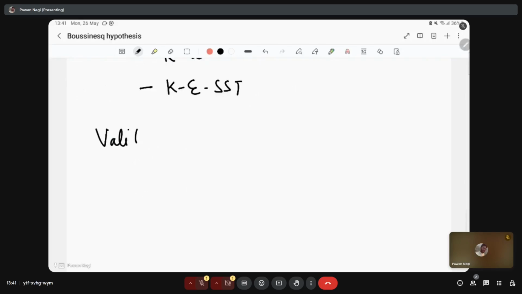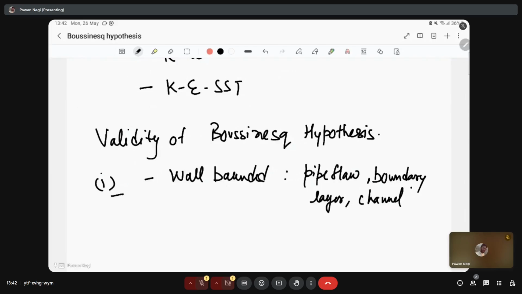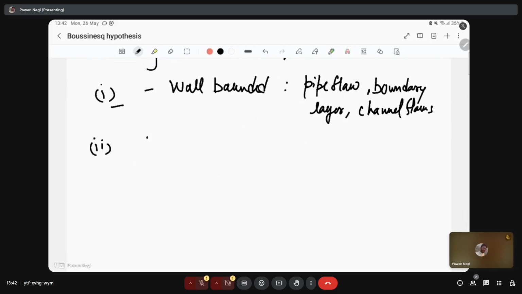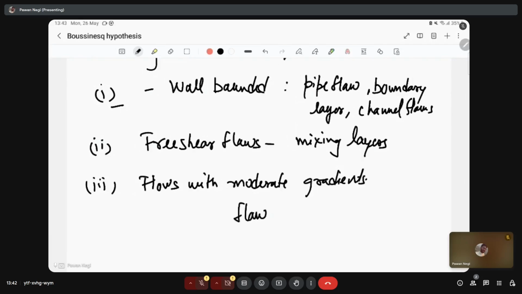Let's talk about validity of Boussinesq hypothesis. Number one, it is valid in flows which are wall bounded, for example, pipe flows, boundary layer, and channel flows. Number two is free shear flows like mixing layers, etc. Number three, in flows with moderate gradients, for example, flow over an airfoil.